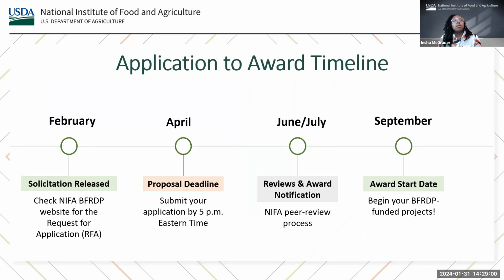So the application award timeline with the RFA has already been released. So you can check out the website that we put in the chat for the RFA. Around April will be the proposal deadline to submit your application by 5 p.m. Eastern time. But we highly recommend that you all submit even a day before to eliminate any confusion with the time zones or technical issues that you may encounter.